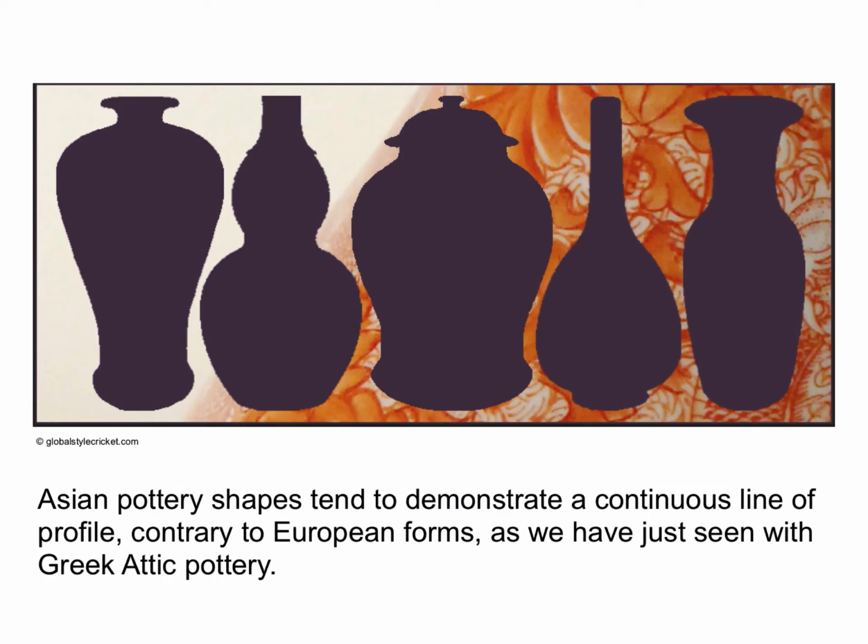Now the other group of forms in the classical aesthetics are Asian pottery shapes, and those tend to be characterized by a continuous line of profile, and this gives them a very beautiful elegance and elevation. So there is quite a bit of difference between Greek classical forms and Asian pottery shapes of the classical vocabulary.